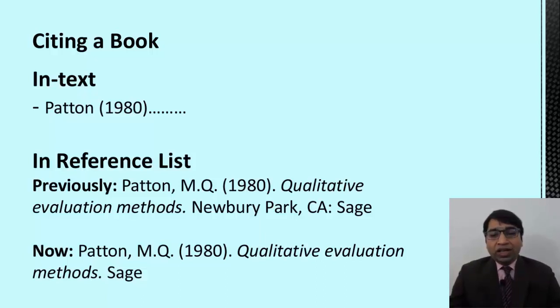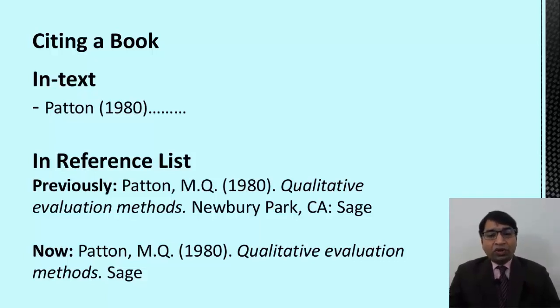Now here the difference comes. Previously, when we were talking about the research paper, the title of the paper was written in simple text, no bold, no italic. But the book title will be mentioned in italic, like Qualitative Evaluation Methods. And after that, you are going to write the publisher's name.